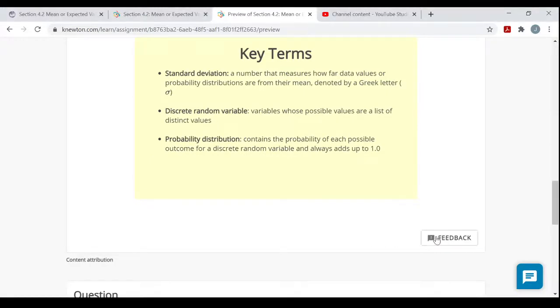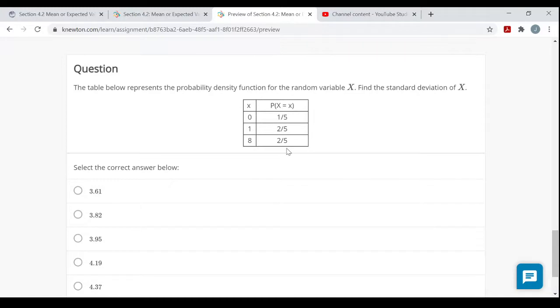Alright, so let's get to our problem. Where again, I'll do this one more time by hand, and then I'll just, from here on out, probably just go to the calculator. Right? So here, the table below represents the probability density function for a random variable x. Find the standard deviation of x, right, of the random variable. So notice the values here are 0, 1, and 8 for the possible outcomes, the possible values of x. So again, I'm going to write this down. I'm going to do it by hand, and I'll even make a little graph for you. And we'll calculate the mean, the expected value, the mean of x, and also the standard deviation of x.